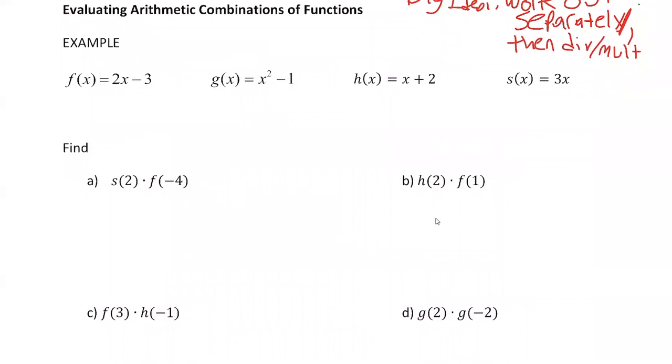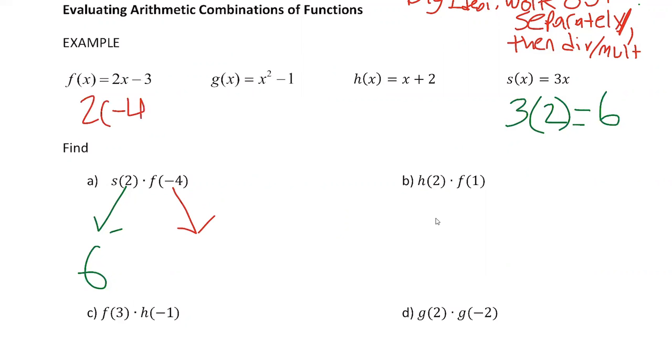For example, this first problem, we have s of 2 times f of -4. First thing you want to do is figure out what s of 2 is. So find the s function. That's this last one here. That would be 3 parentheses 2, and plug these into your calculator, plug them into desmos.com/calculator. This would be 6. Feel like an advertiser. But f of -4, we're going to plug in. So find the f function, plug in -4. So 2 times -4 minus 3, if you work that out or plug it in, you should get -11.